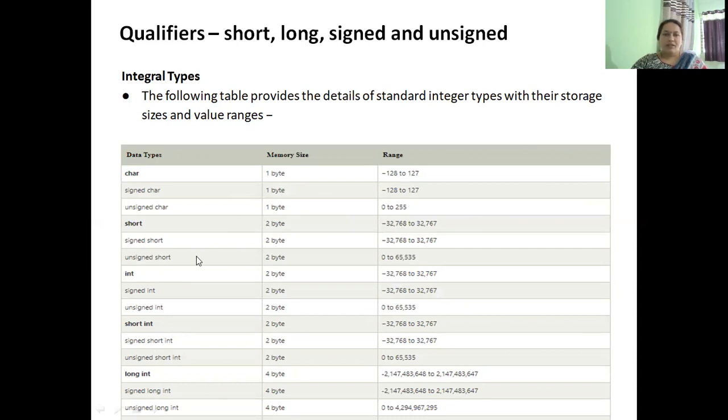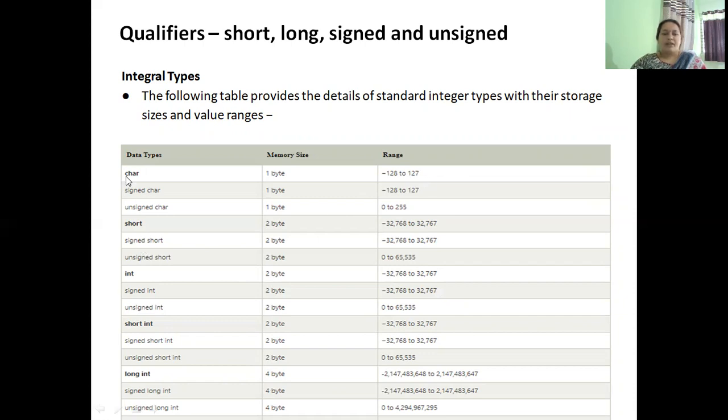Firstly, the integral types. In integral type, the first type is the char data type. The char data type takes a memory size of 1 byte. This means that whenever you store some data as a character, it occupies 1 byte in memory, that is, 8 bits is the size of that particular data in the computer's memory. For char, the range of values a character variable can take is from minus 128 to 127. Any value in this range can be assigned.